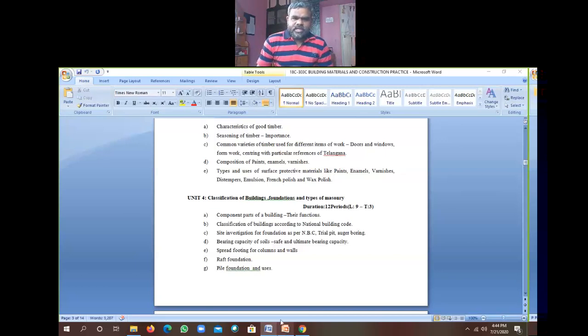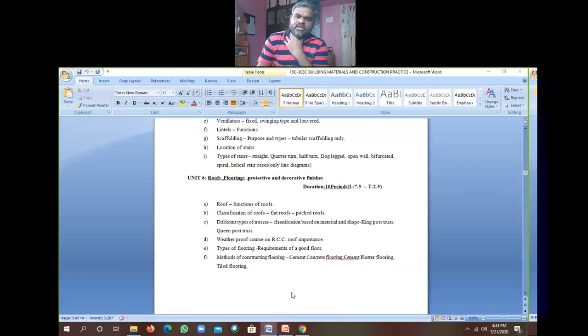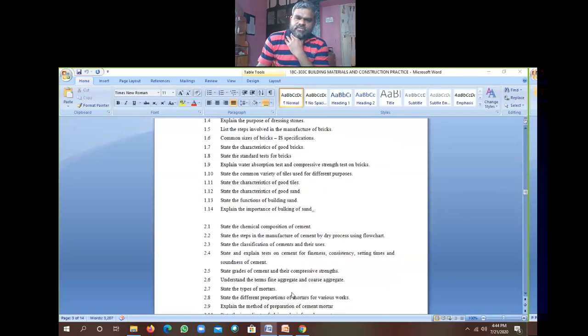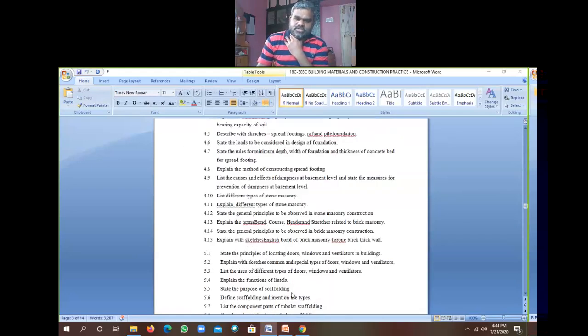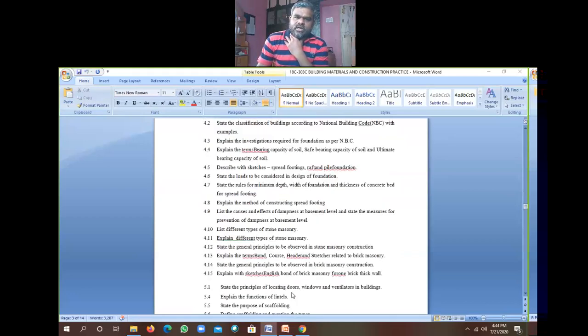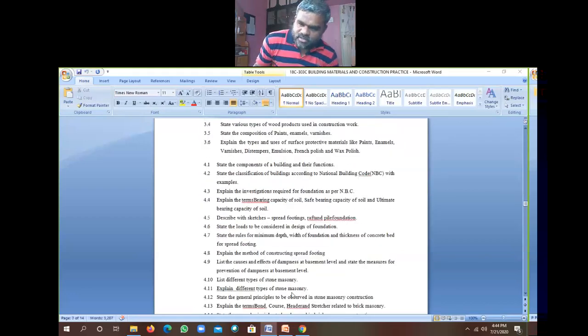So there are three major component parts of a building: the foundation, the plinth, and the superstructure. These are the basic components of a building. Buildings can stand on a strong foundation, as I said. So the foundation should be strong, on hard strata, so that our building can stand, right?